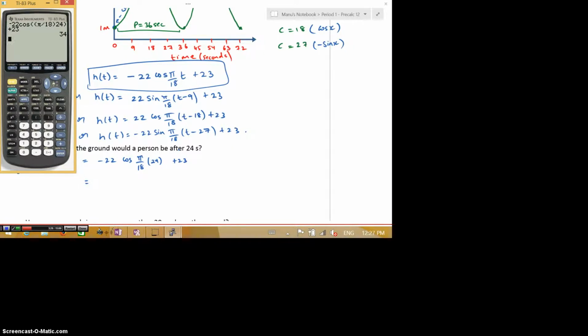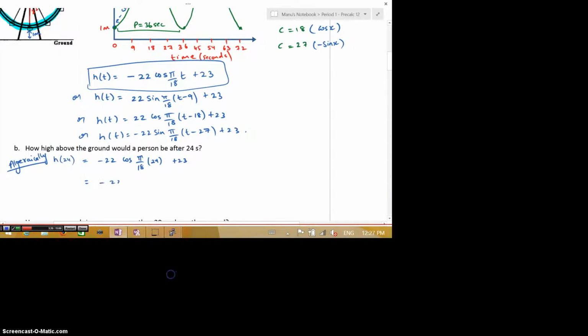Or you can do one more step and simplify it here first and get negative 22 cosine of pi over 18 times 24, which is the same as 4 pi over 3, and then plus 23. And when you plug that in, you end up with 34 meters as the height. So height after 24 seconds is going to be 34 meters, which should make sense on your graph. Go back and double check and see if it makes sense.